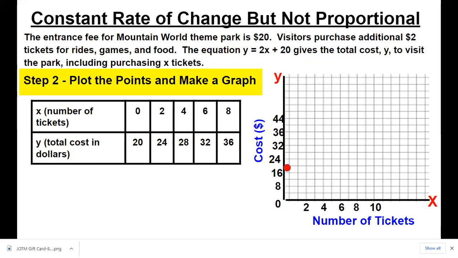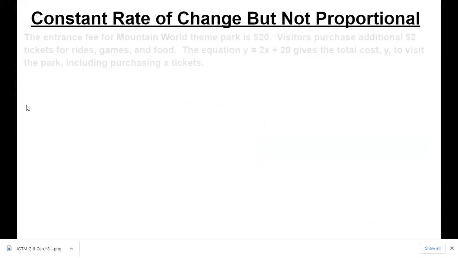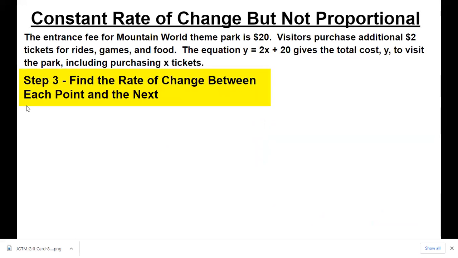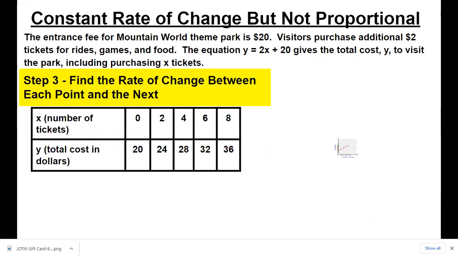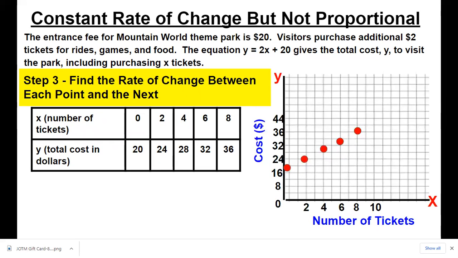So we have 0, 20. We have 2, 24. We have 4, 28. We have 6, 32. And we have 8, 36. Now what happened to it? Where did it go? We're going to find the rate of change between each point and the next. Okay, so there's our table again. There's our graph, our points. Now let's find the rate of change.